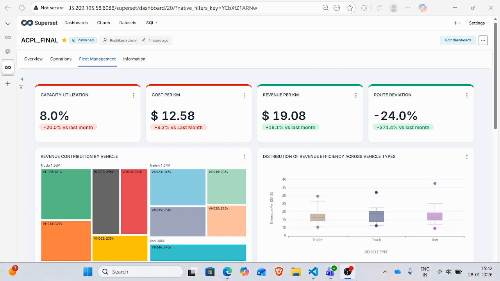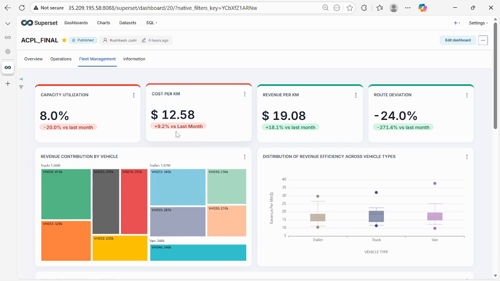Now let's move into the fleet management view to understand how vehicle level performance impacts overall operations. So the first KPI we have is capacity utilization percentage, which shows how effectively we are using the available capacity of our trucks. Capacity utilization measures how much of the total truck space is actually being used per trip.